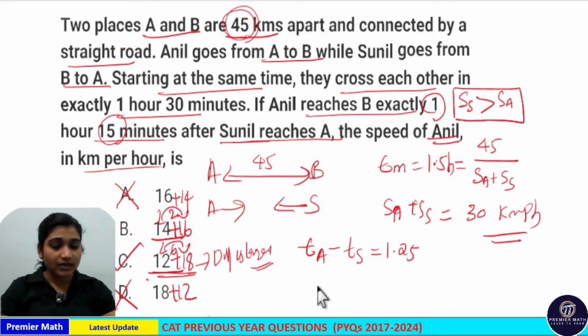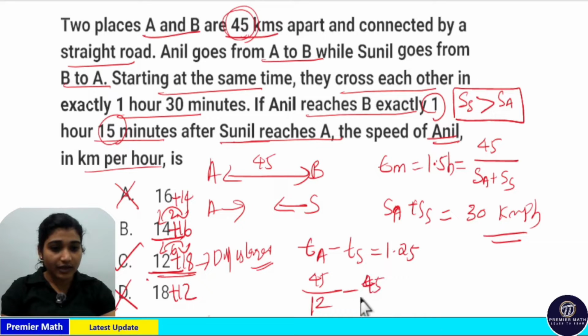Here, the time taken by Anil is equal to 45 divided by 12, minus the time taken by Sunil, which is 45 divided by 18, which is clearly 1.25 hours. So with this data, you can verify your answer.